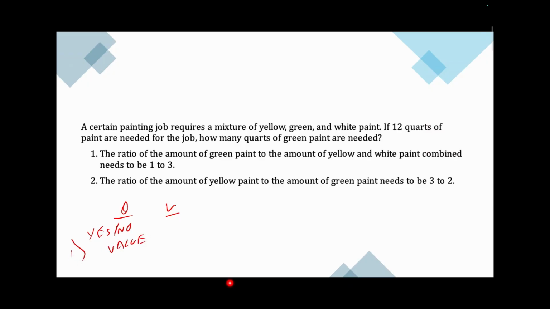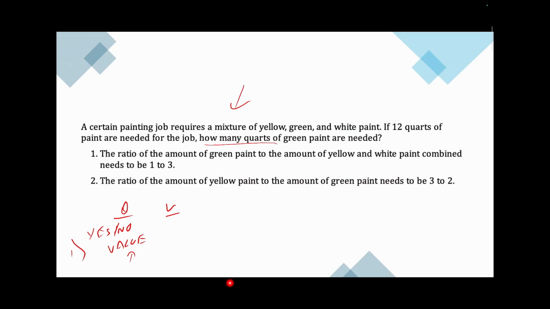And you know what that means. Like if you read this question, a certain painting job requires a mixture of yellow, green, and white paint. If 12 quarts of paint are needed for the job, how many quarts of green paint are needed? The question is how many quarts, so we have to arrive at a specific value. So that's a value-based question. Yes, no, of course, you've seen those questions where the question will be worded in such a way that the answer has to be either a yes or a no, which I'll show you later. That's my first categorization, yes, no, or value.